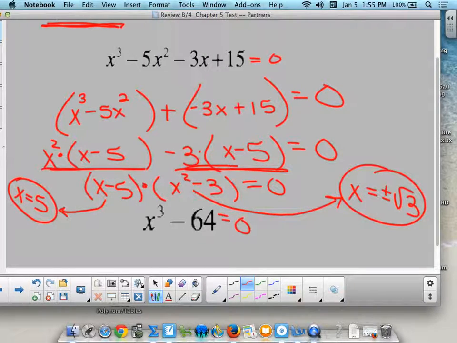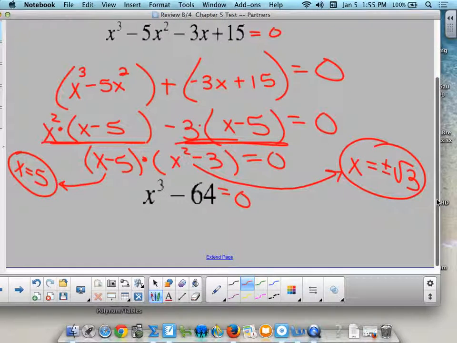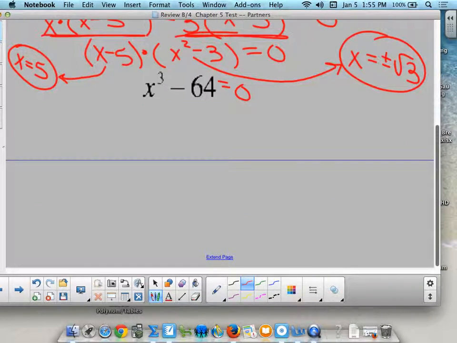Okay, without showing my work, guys, I would have slid the 3 over, made it positive 3, took the square root of positive 3, and got plus or minus square root of positive 3. Good? Okay. You look at that next one. That's two different curves.